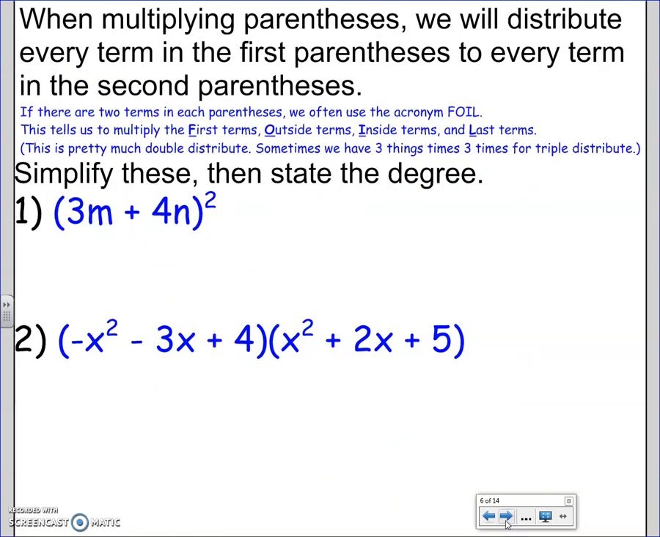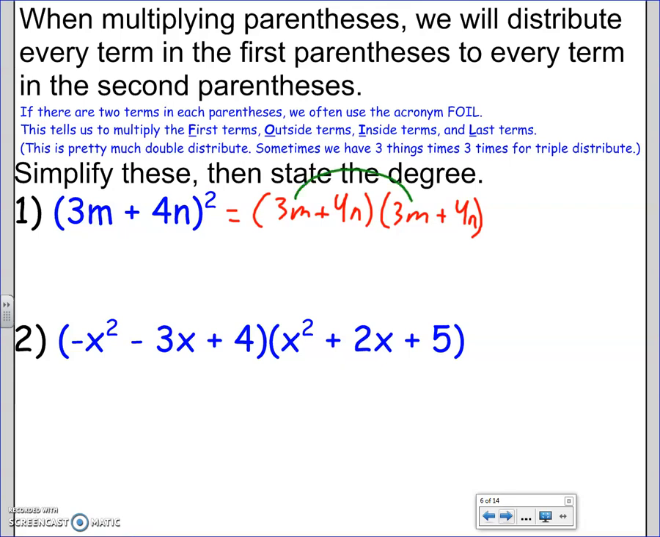Alright, when multiplying parentheses, we'll distribute every term in the first parentheses, every term in the second parentheses. So if there are 2 terms in each parentheses, we use an acronym called FOIL. It tells us to multiply the first terms, the outside terms, inside terms, and last terms. You get 4 things. This is pretty much double distribute. Sometimes with 3 things you triple distribute. So simplify this. Here the parentheses matter. There's an exponent outside. I have to actually write this twice. You are not allowed to distribute the exponent because that is not one term inside. So this is parentheses times parentheses. I'm going to FOIL.